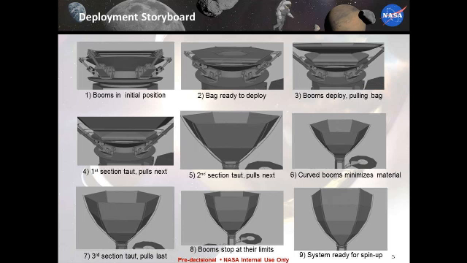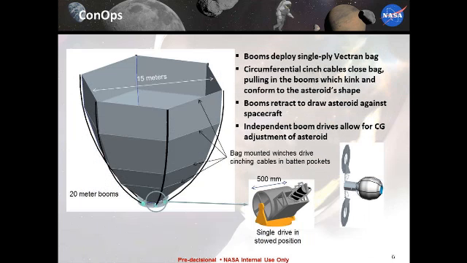And I've got some details on that. So again, it deploys a single ply Vectran bag. Again, circumferential cinch cable, similar to the JPL concept. And the booms can retract to draw the asteroid up against the spacecraft to rigidize the asteroid to the spacecraft for control. And then independent boom drives allow for some amount of CG adjustment. Once we grab onto it and the cinch lines collapse the booms around the asteroid, we can then pull one side in or let one side out. They all drive independently.